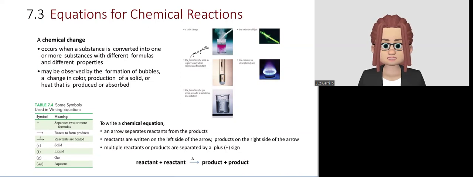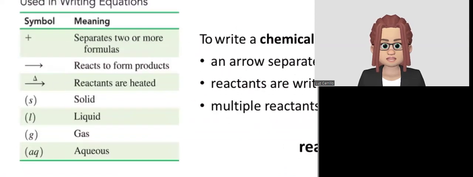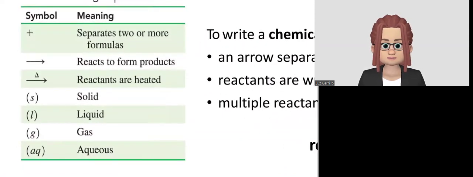Let's say that during the process of a chemical change occurring, the reactants are heated. We symbolize that by putting a triangle, in other words, the symbol of delta, on top of the arrow. Lastly, the other thing that can be included in a chemical equation is going to be the state of matter for each of the components in the reaction. These symbols are placed on the bottom right corner of the chemical formula for a substance.